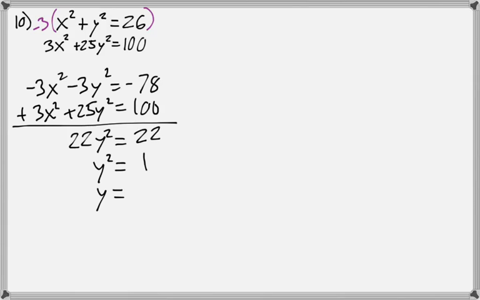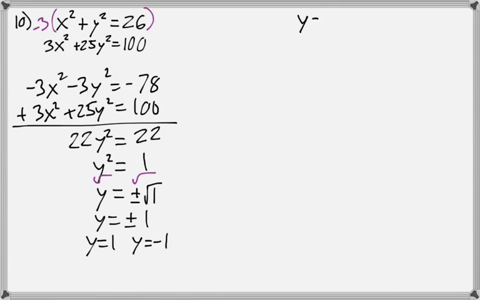So y is equal to, if you take the square root of both sides, plus or minus the square root of 1, which is just plus or minus 1. So I have y is equal to 1, y is equal to -1. Now I need to plug these both back into one of my original equations. And I'll plug them both into the top one.